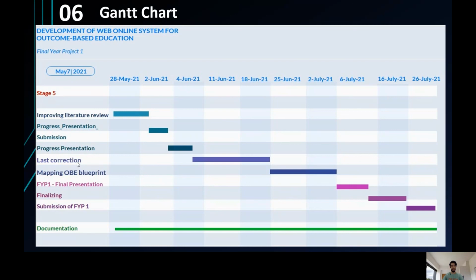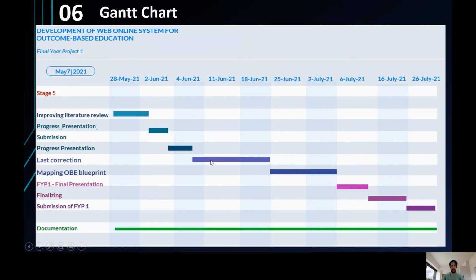Also, I will be drawing and creating a blueprint OBE mapping, mentioning some formulas and how the system will calculate the coursework overall of the students and what is behind that. I will be working on that also, and if there is any correction after this, I will be doing that. So that's all for my Gantt chart.